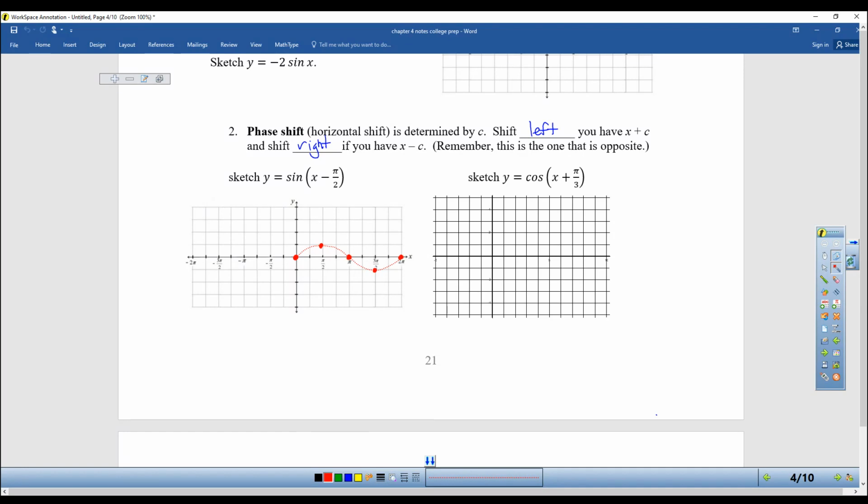So I'm going to move this entire graph to the right pi halves. So this point goes to the right pi halves. This point to the right pi halves. This point to the right pi halves. And this point to the right pi halves. Okay. Then I have to continue this. So once I have those, you still have to be able to go in the other direction. So you can hopefully see the pattern that it makes. And then you can draw it real nicely.